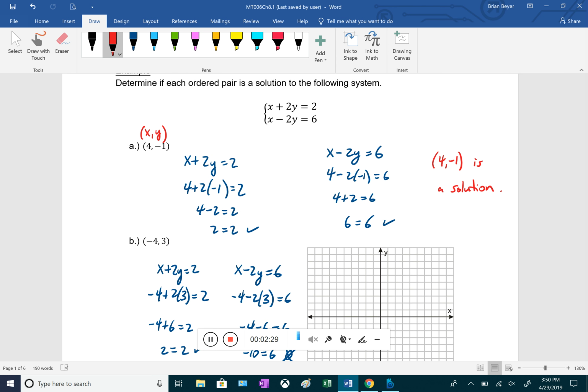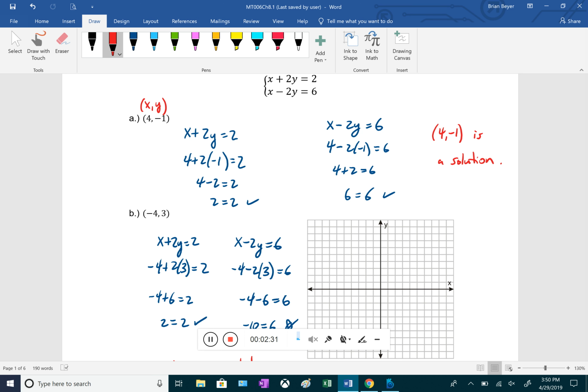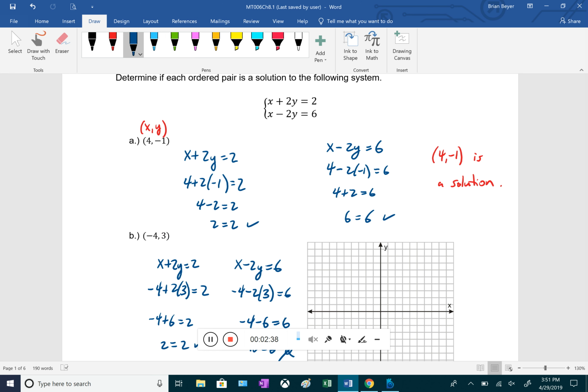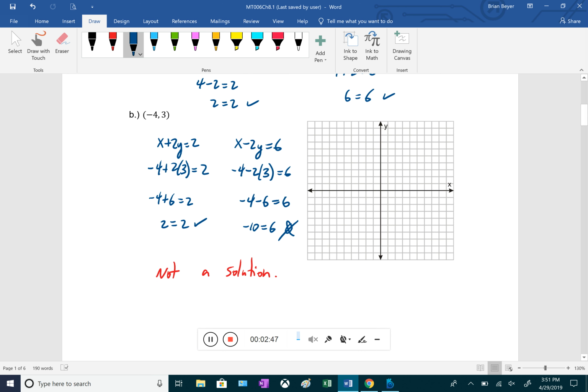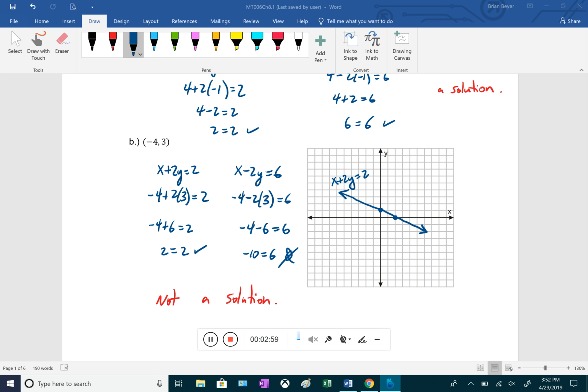So let's graph these. First, x plus 2y equals 2. I'm going to graph these using the intercepts. If we plug in a 0 for y, that'll give us the x-intercept. If we plug in a 0 for x, that will give us the y-intercept. That gives us an x-intercept of 2 and a y-intercept of 1, and we get this graph for x plus 2y equals 2.